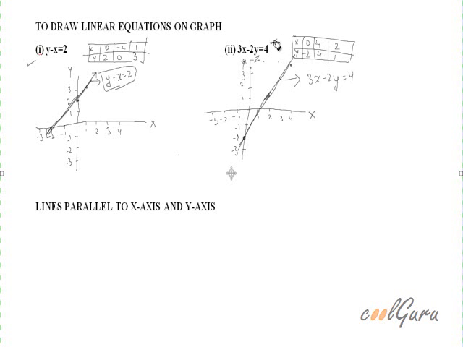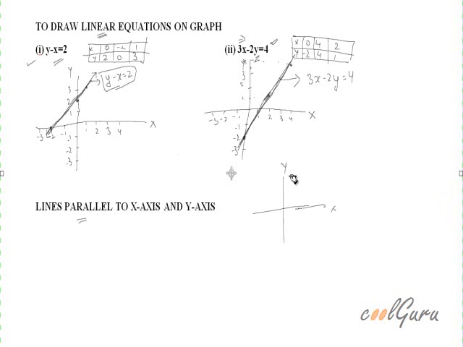So this line, on the graph, will be like this. So what we see is that for a linear equation in two variables, when points are plotted on the graph paper, you will always get a straight line. That's why it is called a linear equation, because it represents a line on the graph paper. Now what about lines which are parallel to the x-axis and y-axis? I hope I'm able to draw a straight line now.